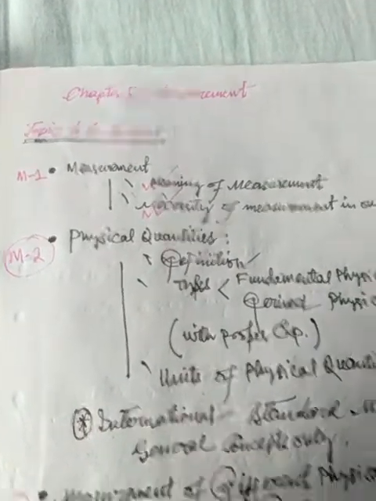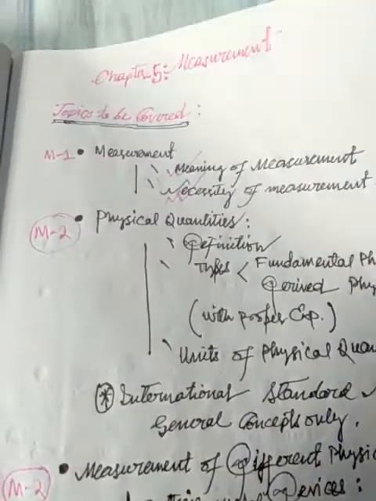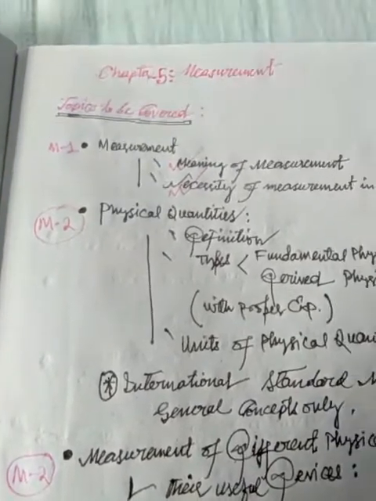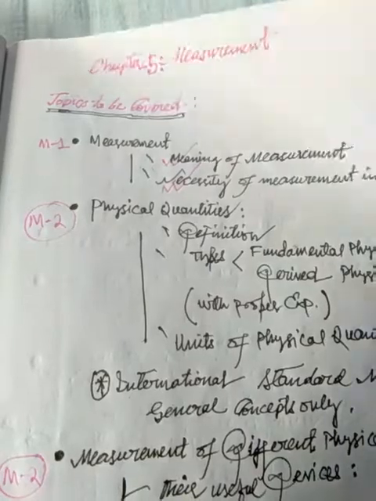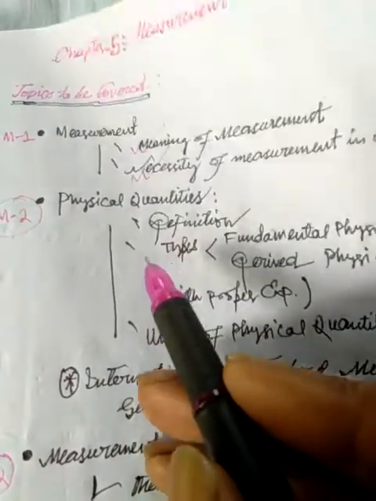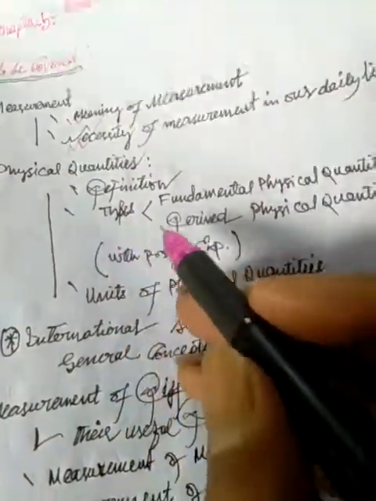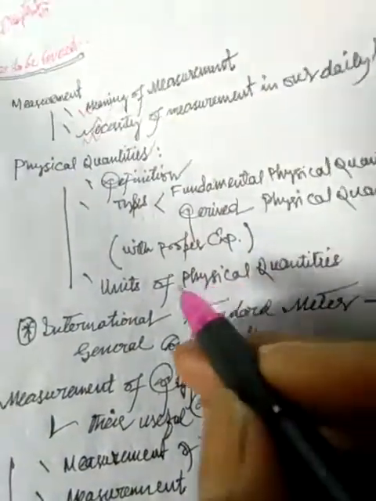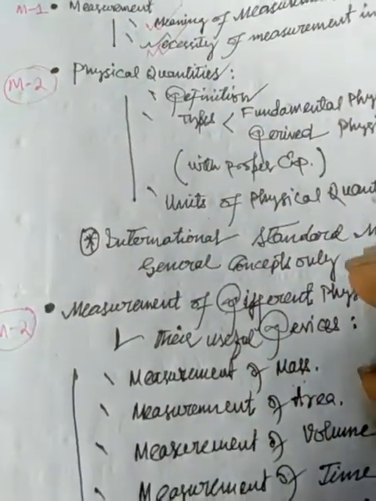I welcome you all to today's session to discuss chapter 5, Measurement, in module 2. The topic of module 2 for today's discussion is physical quantities. Here we will learn the definition of physical quantities and the types of physical quantities, such as fundamental physical quantities and derived physical quantities, with proper examples including the units of the physical quantities.